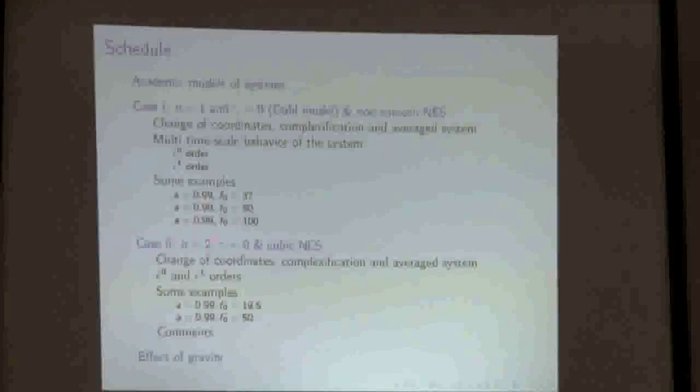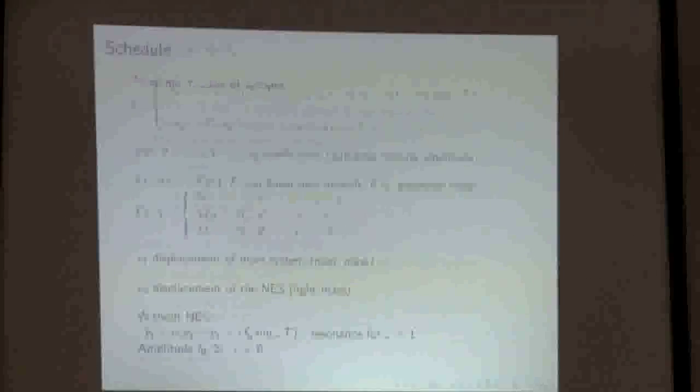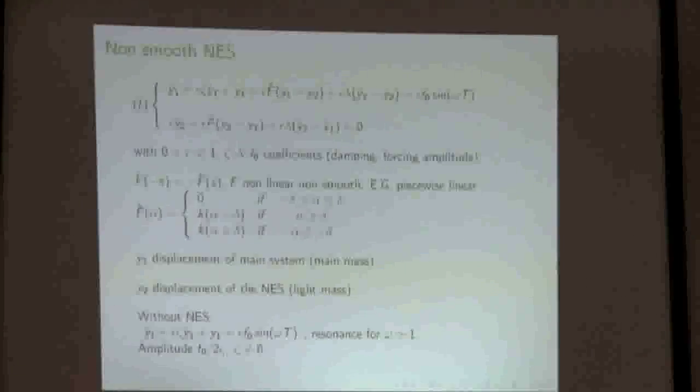So I will give some numerical example. In the second case, I will consider another value of a parameter that defines the Bouc-Wen model. I will consider then a cubic nonlinearity, and I will make a few comments about the gravity effect, you will see. So let us go to what I call non-smooth systems.